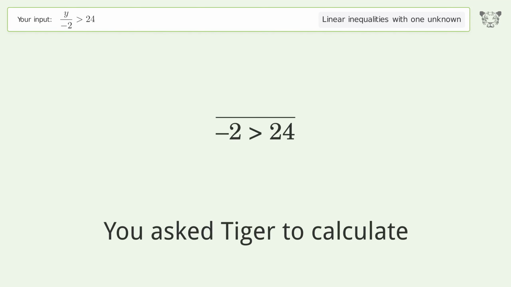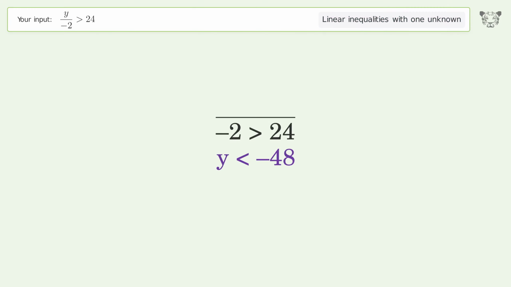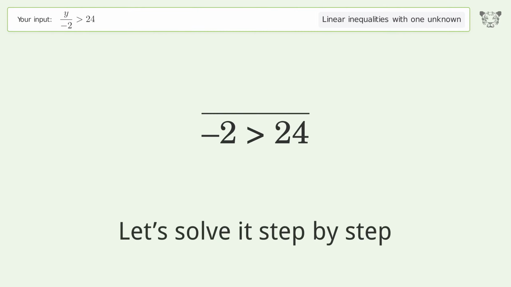You ask Tiger to calculate. This deals with linear inequalities with one unknown. The final result is y smaller than -48. Let's solve it step by step.